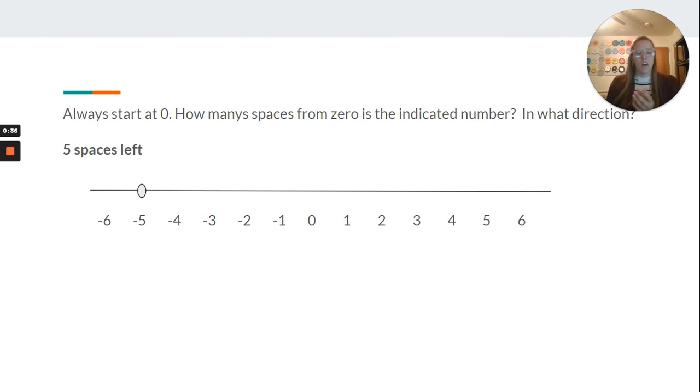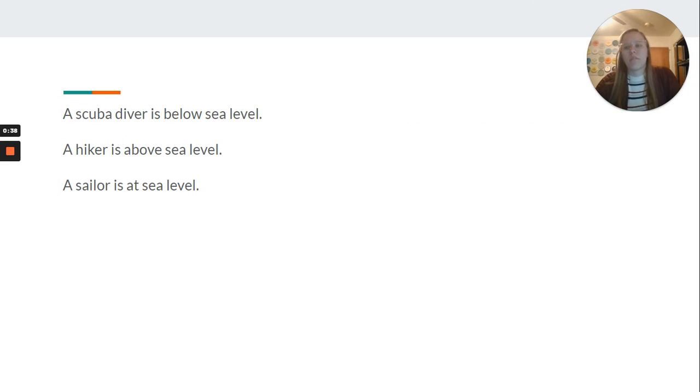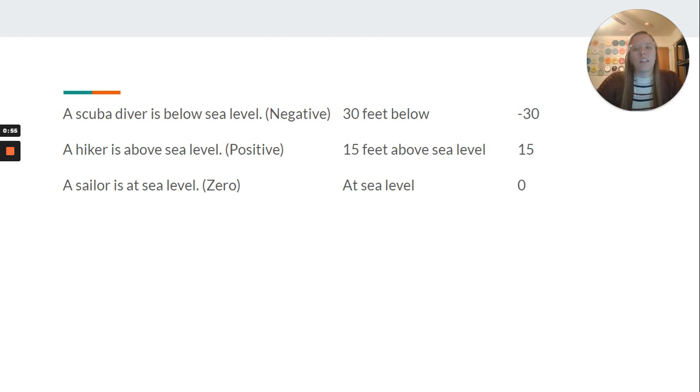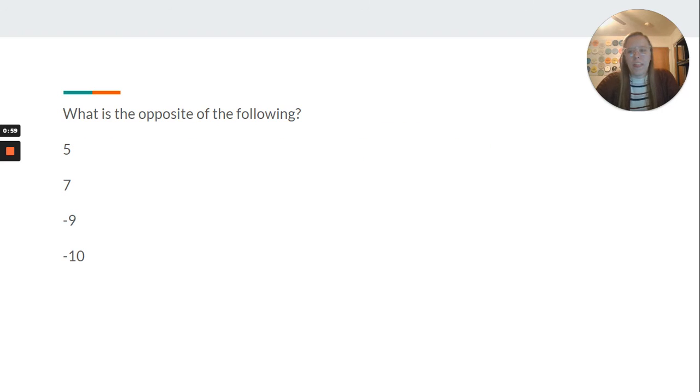Okay, so we looked at numbers on a number line. Then we did real life examples of those positive and negative numbers. So we had a scuba diver who is below sea level, hiker above sea level, and a sailor at sea level. Negative, positive, then 0. So you'd represent the number with negative 30, 15, and 0.